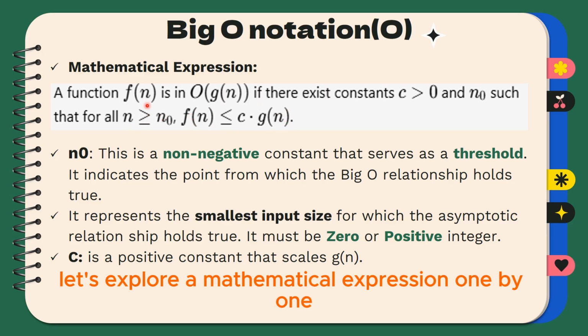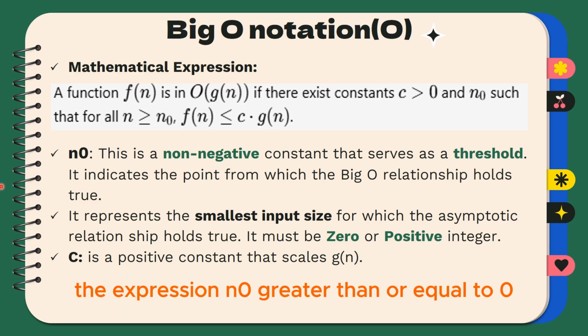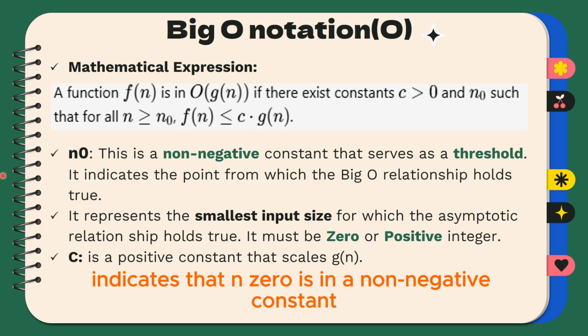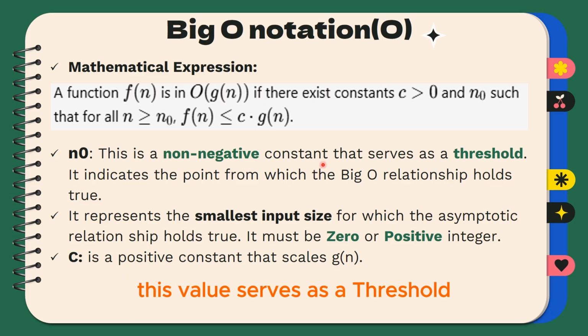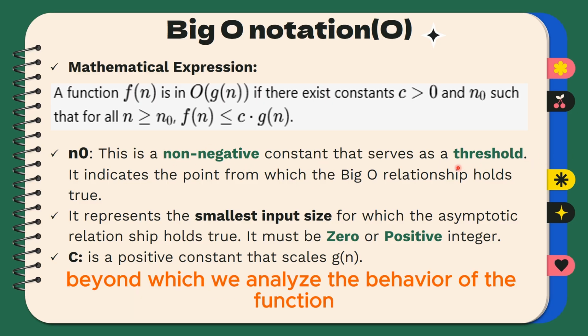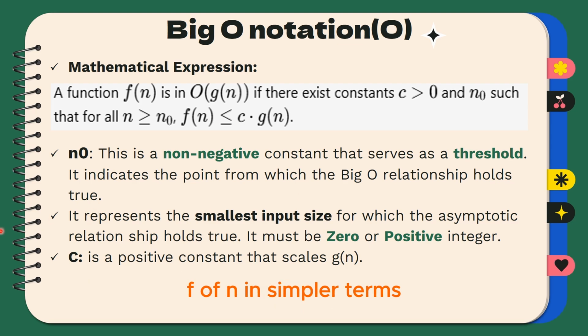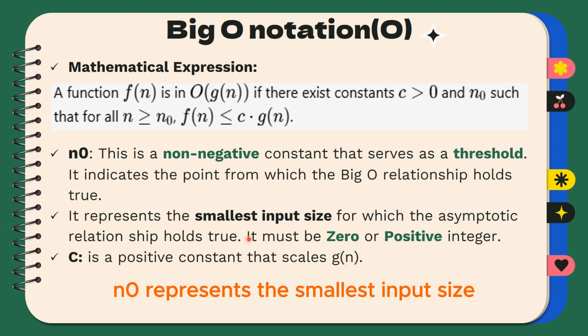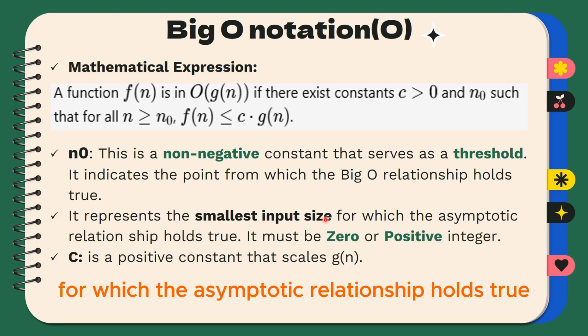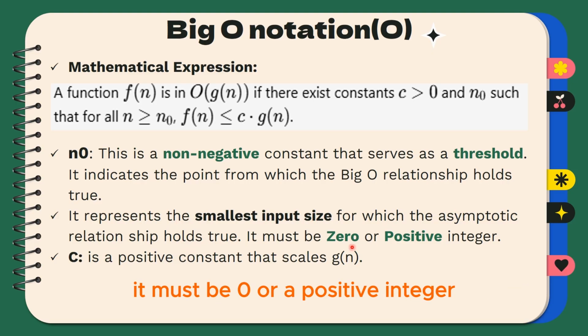Let's explore the mathematical expression one by one. The expression n0 greater than or equal to 0 indicates that n0 is a non-negative constant. This value serves as a threshold, marking the point beyond which we analyze the behavior of the function f(n). In simpler terms, n0 represents the smallest input size for which the asymptotic relationship holds true. It must be 0 or a positive integer, ensuring that our analysis is valid for non-negative input sizes.